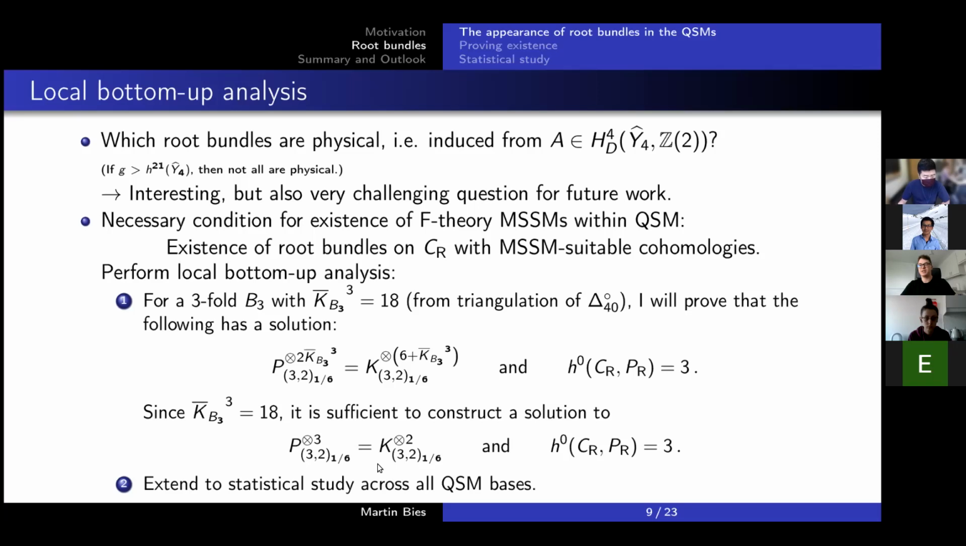Take this one to the power 12, it actually recovers the previous one. So I'll solve this constraint and show that there's a solution with h not equals 3. The second thing that I will do is extend this to a study over all QSM bases, and thereby see if maybe one or the other space is more favorable for the absence of vector-like exotics.